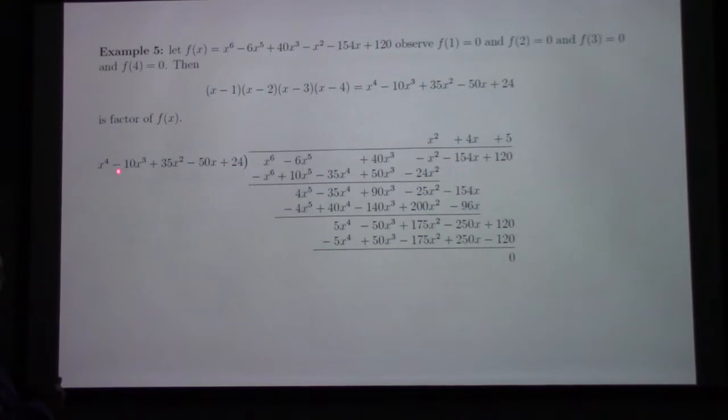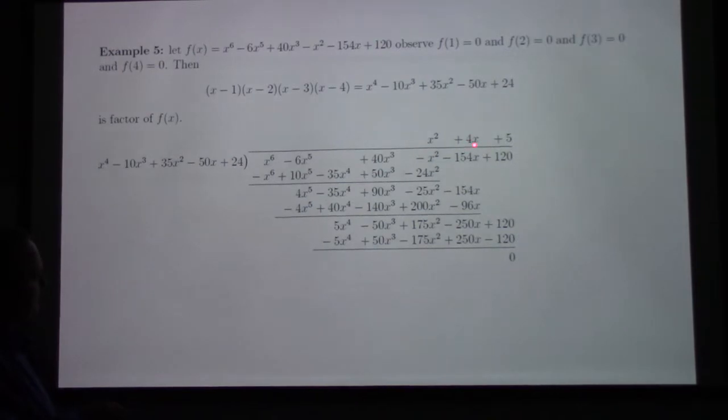So that's what I do here. x to the 4th minus 10x cubed plus 35x squared minus 50x plus 24. I'm dividing it into the polynomial. So to get x to the 6th, I multiply x to the 4th by x squared. The x squared goes over here, the way this typesetting works. But x squared times x to the 4th and that stuff gives you these terms, and then you're left with a 4x to the 5th. So next up, to get 4x to the 5th, I need 4x times x to the 4th. So that's why I put these terms down here.